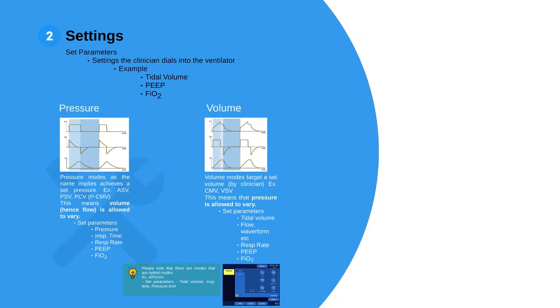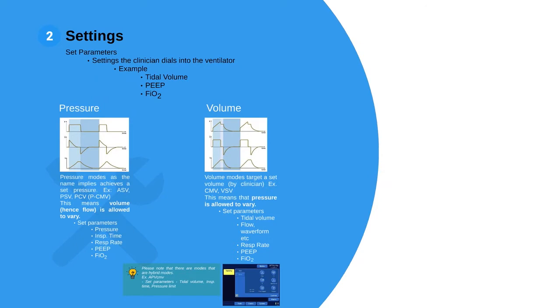So in pressure modes, we'll actually set a pressure. We'll set an inspiratory time, we set a respiratory rate, a PEEP, and an FiO2. In volume modes, we set a tidal volume, we set a flow or a waveform, and we set a respiratory rate, PEEP, and FiO2.